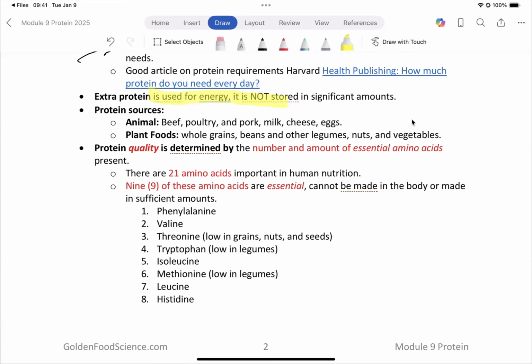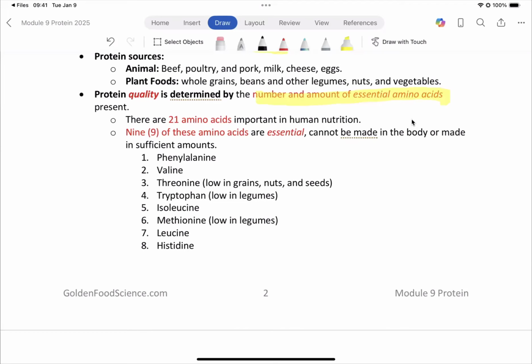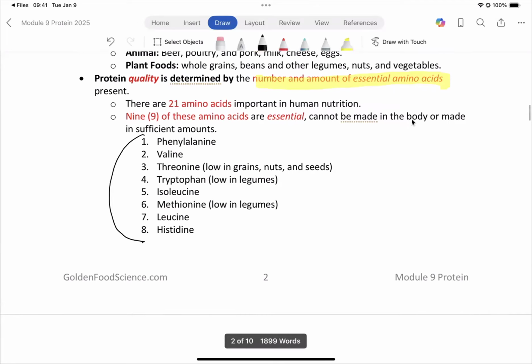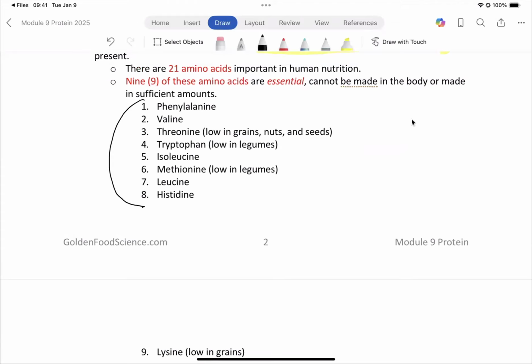So protein quality is determined by the number and amount of essential amino acids. There are 8 essential amino acids, and you can think of them like the letters of an alphabet, for instance, or like Lego building blocks. So these are 8 essential ones. Some people say 9. Did I list the 9th one? I did list the 9th one here. One of those is only important in children. So some people say 8 or 9 essential ones.